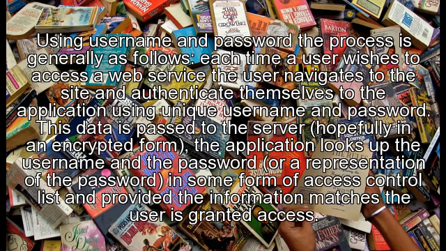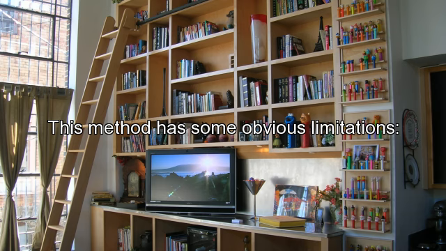Username and password authentication. Using username and password, the process is generally as follows. Each time a user wishes to access a web service, the user navigates to the site and authenticates themselves to the application using a unique username and password. This data is passed to the server, hopefully in an encrypted form. The application looks up the username and the password, or a representation of the password, in some form of access control list, and provided the information matches the user, access is granted. This method has some obvious limitations.